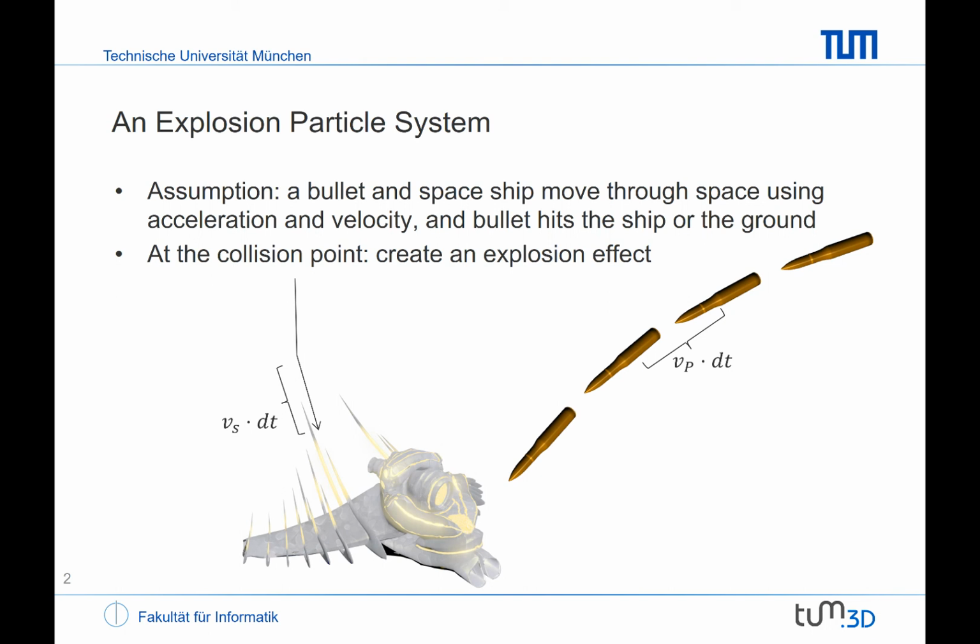We just assume that there's a certain time point when someone tells us, okay, now at this time the bullet hits the ship, and in addition someone tells us where the point of collision is, meaning at which point the bullet hit the spaceship, and then at this collision point we want to create a little explosion effect.